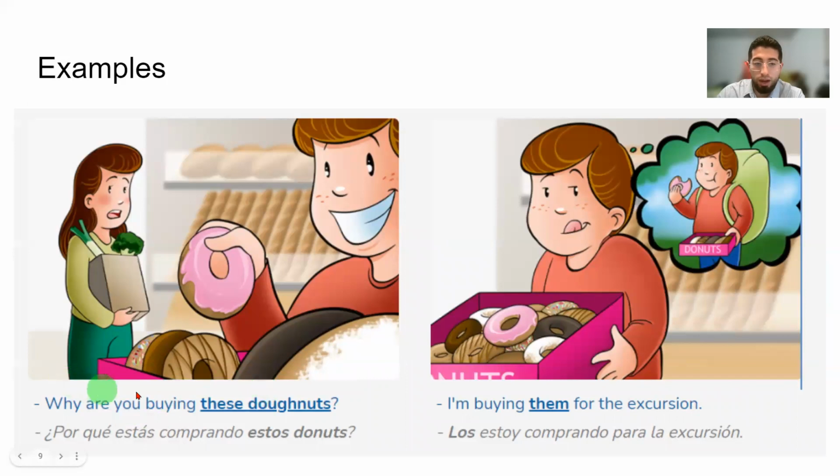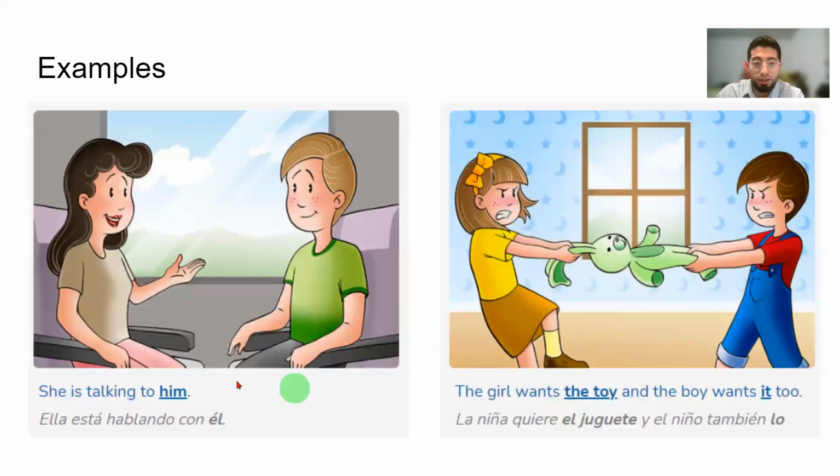Por ejemplo, why are you buying these donuts? ¿Por qué estás comprando estas donas? I am buying the donuts, estoy comprando las donas para la excursión. So, they don't repeat, entonces ellos no repiten las donas otra vez, sino que dicen buying them, las compro a ellos. Okay, then we have, she is talking to him, ella está hablando con él. No está diciendo como ella está hablando con William, right? And here is no repetition, aquí no hay repetición, but in a context, pero en un contexto, it'll tend, sí va a tender a haber repetición.